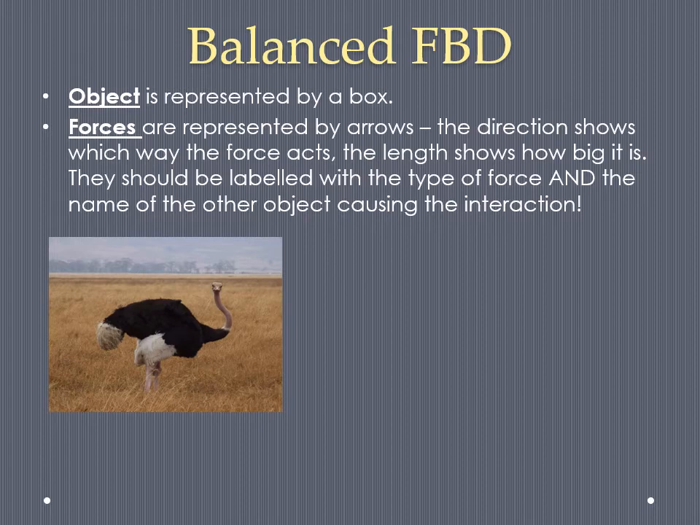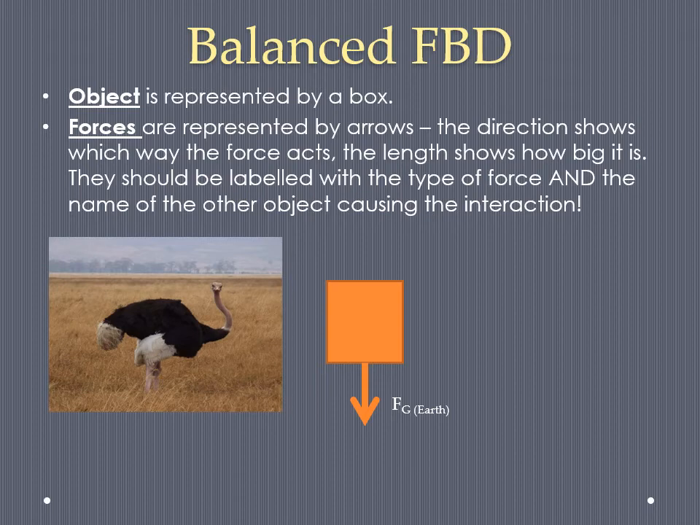If I wanted to draw a free body diagram of it, the first thing I would do is draw my box that represents the ostrich. And then I'm going to add all the forces. Usually the first force I put on every free body diagram, assuming that we're on Earth, is the force of gravity. We know that that force is going to pull the ostrich towards the Earth. So I'm going to draw that arrow downwards and label it FG with a little parentheses Earth, because I want to show that this is a force caused by the Earth.